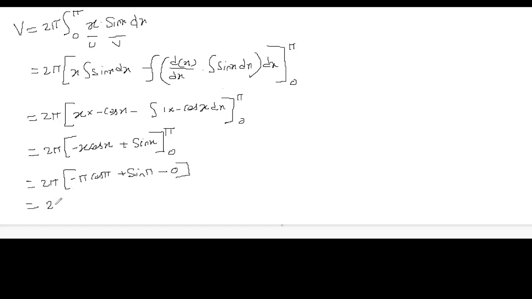Now put the value 2 pi. Here it is minus pi, cos pi is minus 1, sin pi is 0. So after calculating all, we are getting the value of the integration as 2 pi squared. So we can conclude the volume of the solid so formed is equal to 2 pi squared.